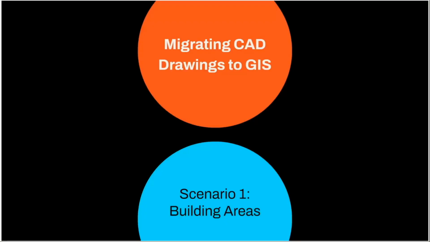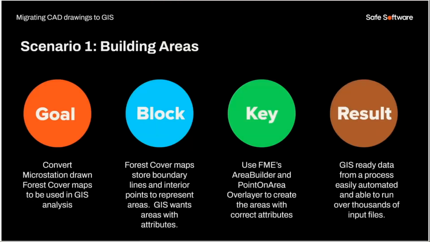All right, so I'm going to jump into our first scenario here. This was actually also the first data challenge that Safe and FME ever tackled, so a bit of history there. And the story here is that we have some forest cover maps that were drawn in MicroStation that we want to use in GIS analysis.